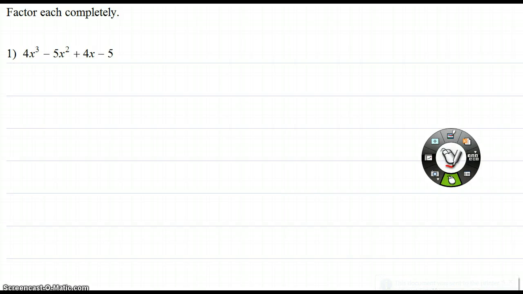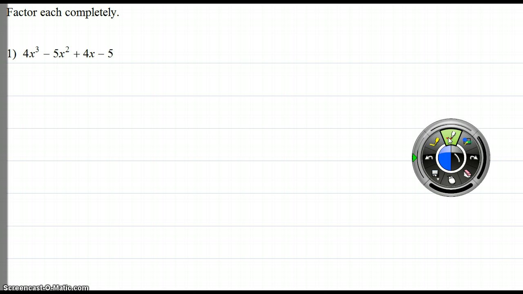Today we're going to learn how to factor a higher order. We've factored quadratics before, but now notice that we're going to factor degree 3. So we're going to need a different process, and this process is called factor by grouping. Sometimes it's called factoring by parts.